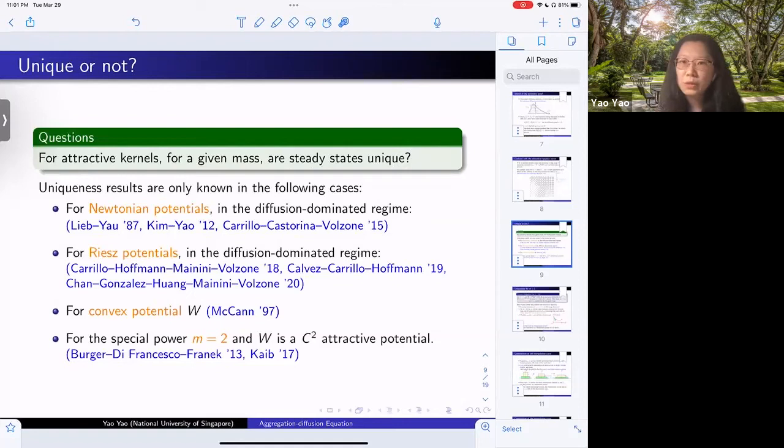So this result was known for some classes of potentials. For example, for Newtonian potential, the results dated back to Li and Yao. And by the way, they didn't study this.